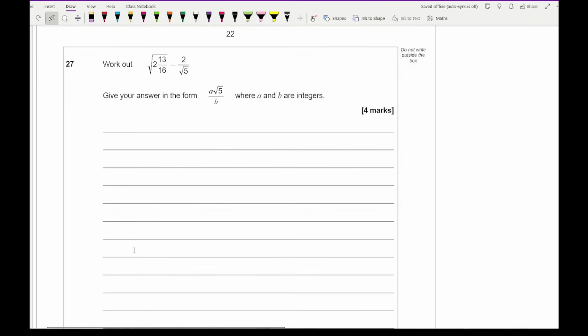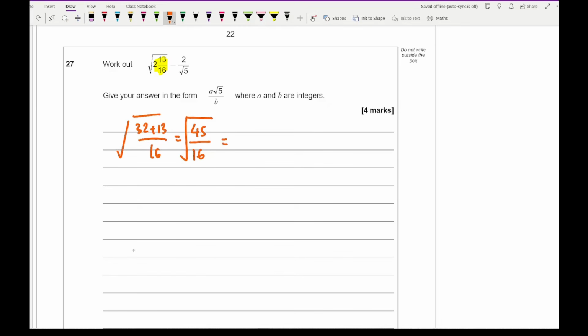Moving on to question 27, it says work out the square root of 2 and 13 over 16 minus 2 over root 5. I'm going to give our answer in surd form. So first things first, let's write this as an improper fraction. So we've got 2 times 16, which is 32. So we've got 32 plus 13 over 16. Now 32 plus 13 is 45. So we've got 45 over 16, all square rooted.